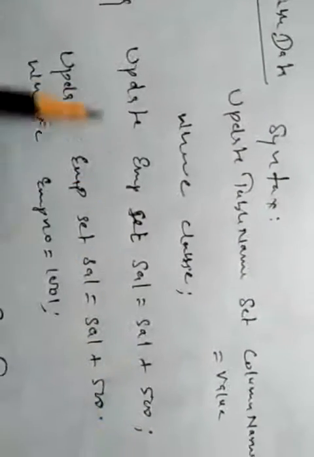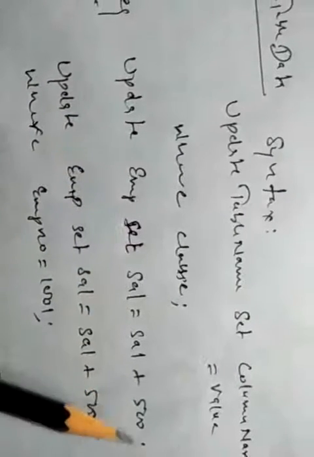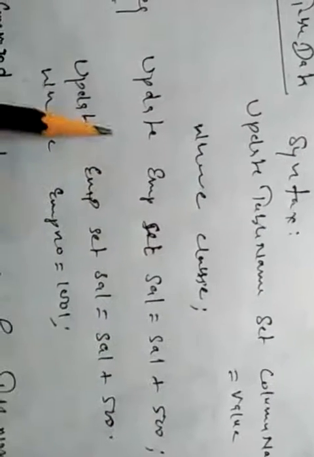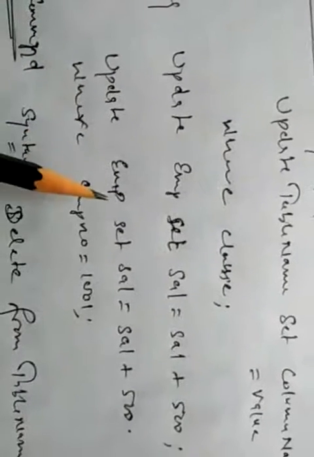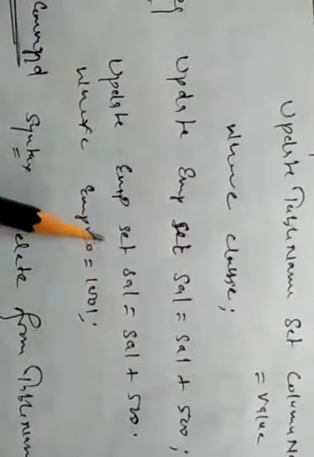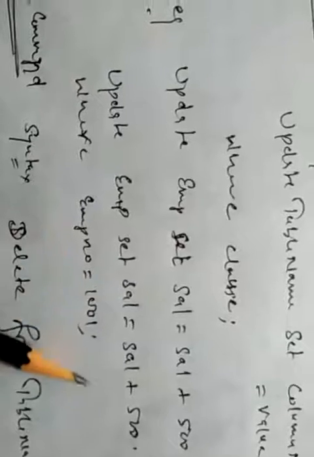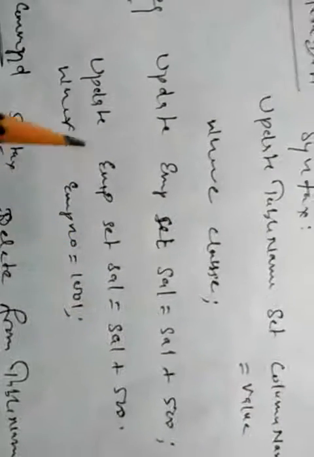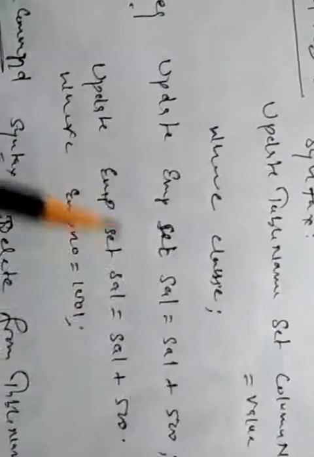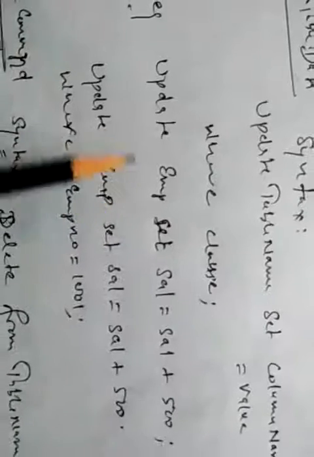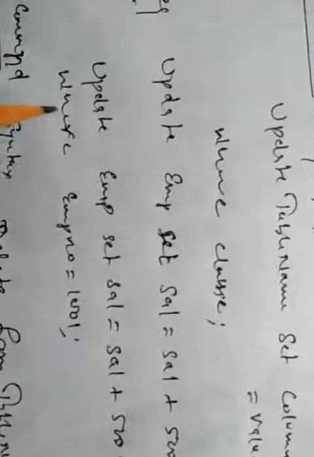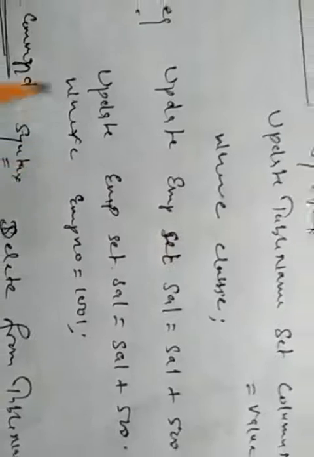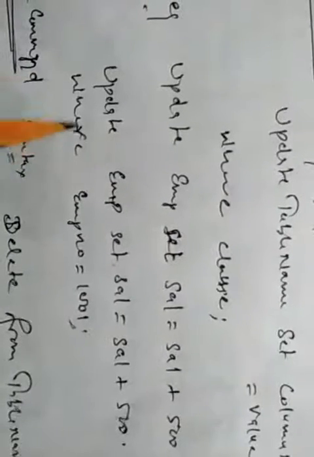So in this command the salary will be incremented by 500 for all the employees, whereas in the other command the salary will be updated by 500 only for the employee whose employee number is 1001. So there are two ways. Suppose we want to update the data for all the employees, this will be the example for that, and when we use the where clause, it will update only the matching records of a table.